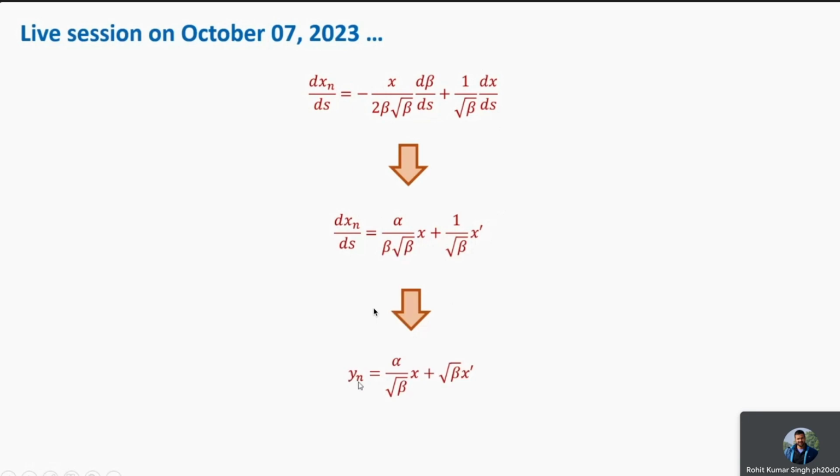So now the first coordinate is x by root beta, and the second coordinate is alpha upon root beta x plus root beta x prime. So these two new coordinates, which are transformed from x and x prime, will give you the circle in the phase space rather than an ellipse. This is known as normalized coordinates.